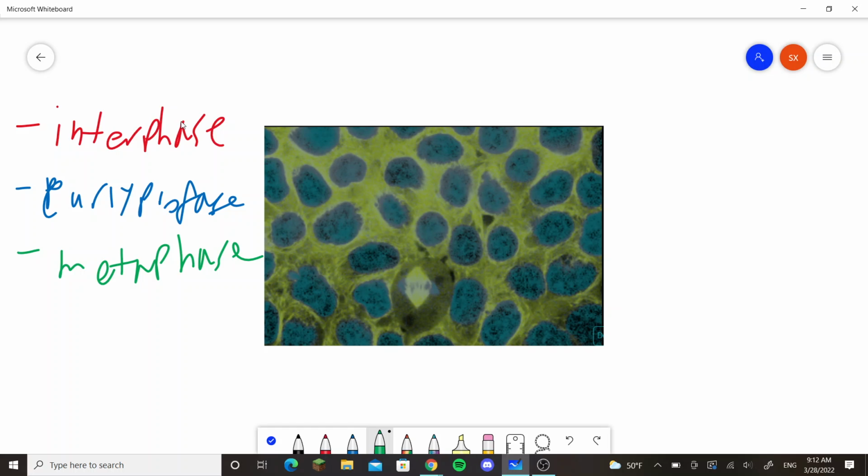So I have this example image with these three things. See if you can identify them. You can pause the video right now to test your knowledge.